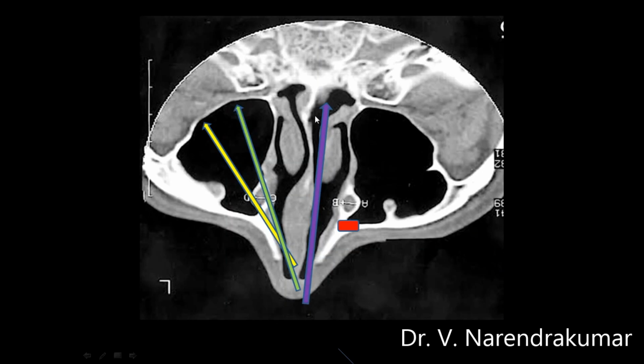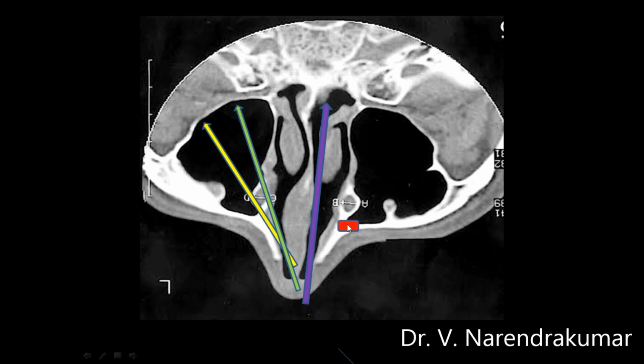We want to add a small point about prelacrimal approach. This is a maxillary sinus axial view. This is a nasolacrimal duct. The red color shows a frontal process of maxilla. We want to approach to the posterior wall of the maxillary sinus. Most of the time the nasolacrimal duct is sacrificed.